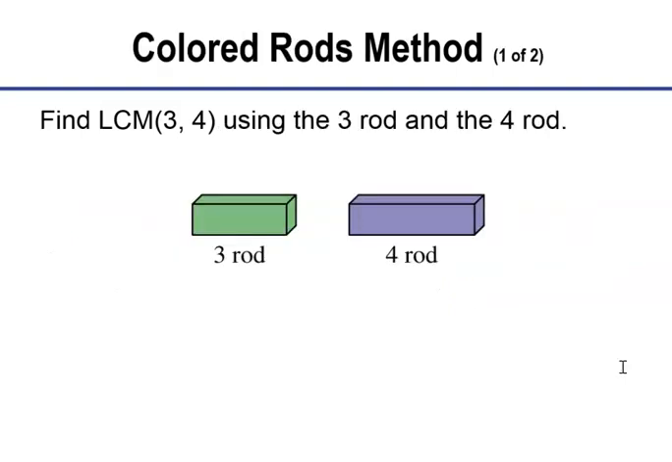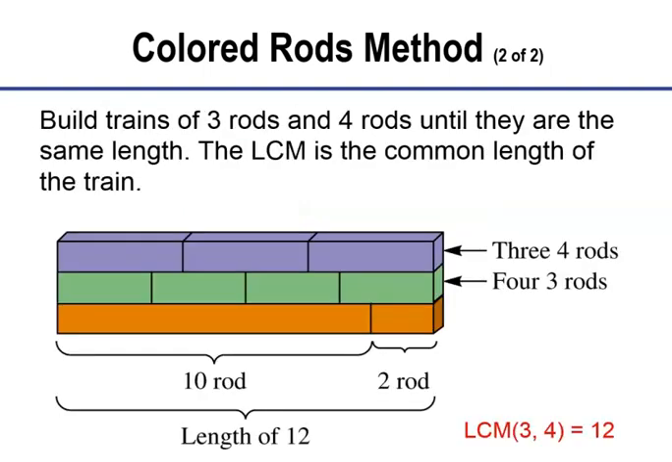You can also do this with colored rods. And so we have a 3 rod and a 4 rod. And if we were to stack those end to end, just like the arrows on the number line, you see the 3 rod is the green, and we have 4 of those, and then we have 3 of the purple 4 rods, and that stacks, they end in the same location when you get here. Notice everything lines up. And that gives us 12.